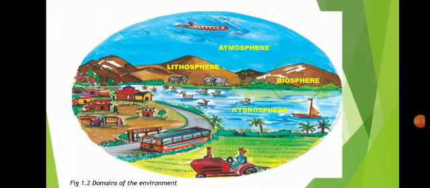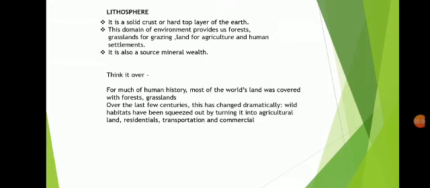Lithosphere. Lithosphere is a solid crust or a hard top layer of the earth. It is made up of rocks and minerals and covered by a thin layer of soil. It even has landforms like mountains, plateaus, plains, and valleys, as you have seen in the figure. This domain provides us forest, grasslands for grazing, land for agriculture, and human settlements. It is also a source of mineral wealth.